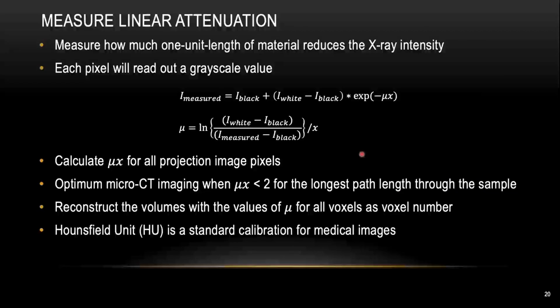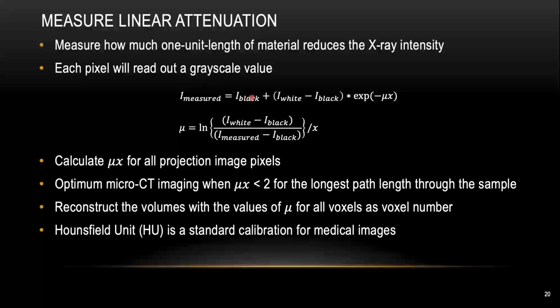So how does our machine read out your linear attenuation coefficient? It's all about the intensity the detector is reading. On the detector, every pixel is going to give you some kind of value. That's a grayscale value. Just like you can already see, the projection image we generate on the detector is a grayscale image. So every pixel is going to read out some kind of grayscale value. That's the intensity we're going to read out.